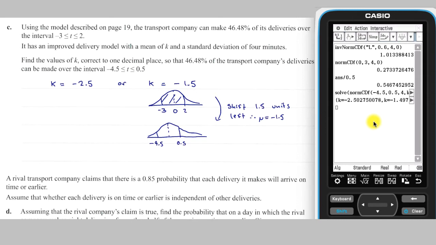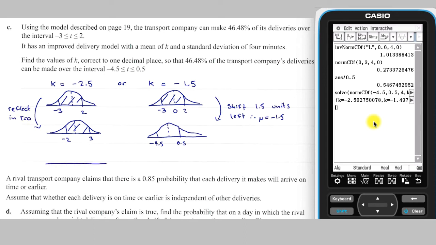The reasoning behind this involves a reflection in the line t equals 0, followed by a horizontal translation of the curve. These area-preserving transformations are the reasoning behind this value of k.